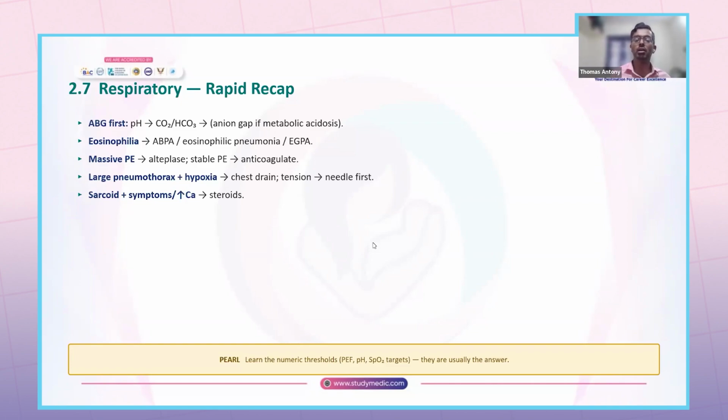Large pneumothorax along with hypoxia, chest strain, tension pneumothorax: needle first. Again, there's a correction here because of the updated BTS guidelines. This is based on the symptoms. Then sarcoidosis with symptoms, or increased calcium, you have to go for steroids.